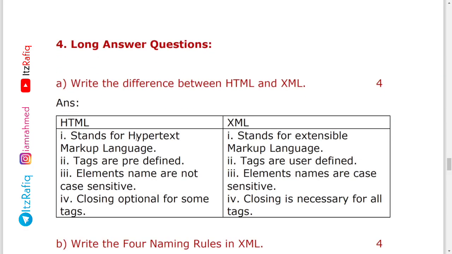Then long questions. Write the difference between XML and HTML. 4 marks, that's why 4 points. First point is the full form. Second point, in HTML it's predefined, and for XML it is user defined. For HTML, element names are not case sensitive. For XML, element names are case sensitive, and closing is optional in HTML, but in XML it is compulsory.